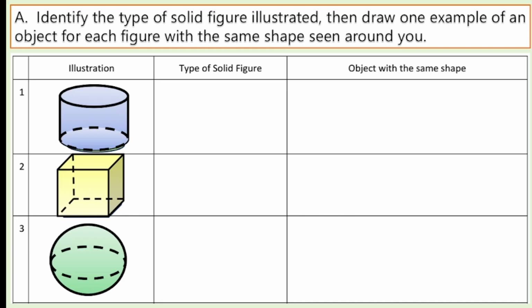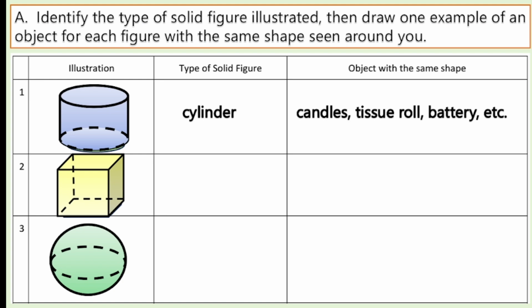Day 5. Letter A. Identify the type of solid figure illustrated. Then draw one example of an object for each figure with the same shape seen around you. Number 1. Type of solid figure. Cylinder. Object with the same shape. Candles, tissue roll, etc.